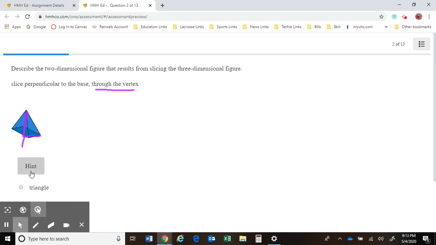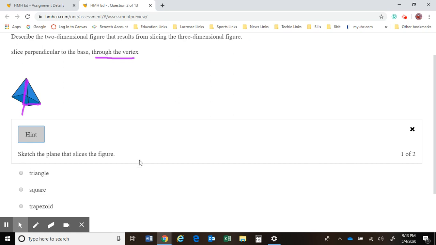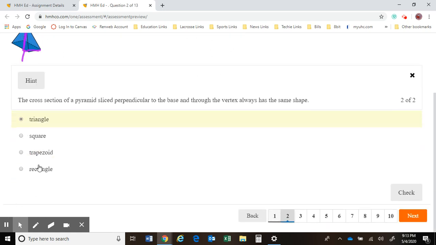Obviously you can sketch it, and perpendicular through the vertex always has the same shape. So you can see that at the vertex there are triangles all the way around it. So this is a triangle. Check it, we're good. Okay, let's clear this off. All right, moving on to the next question.